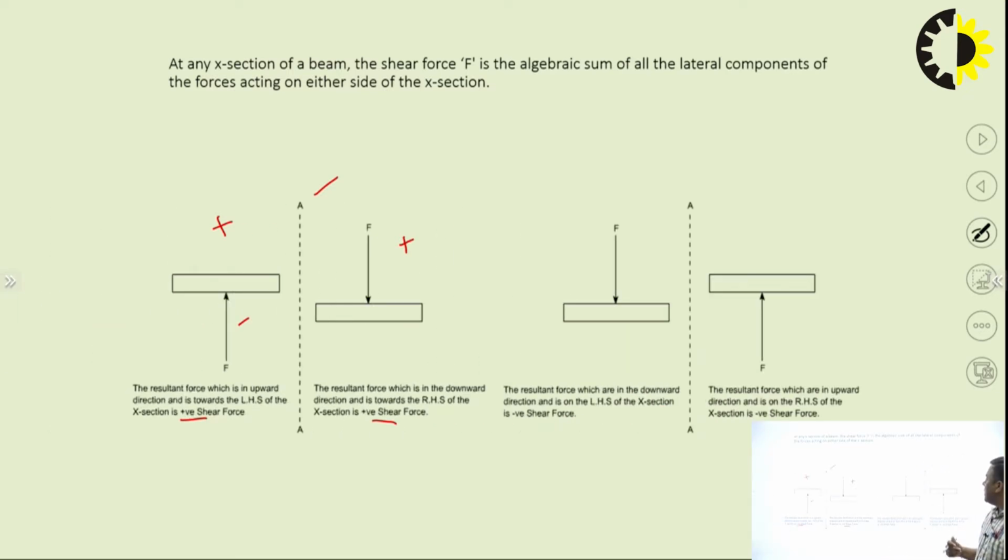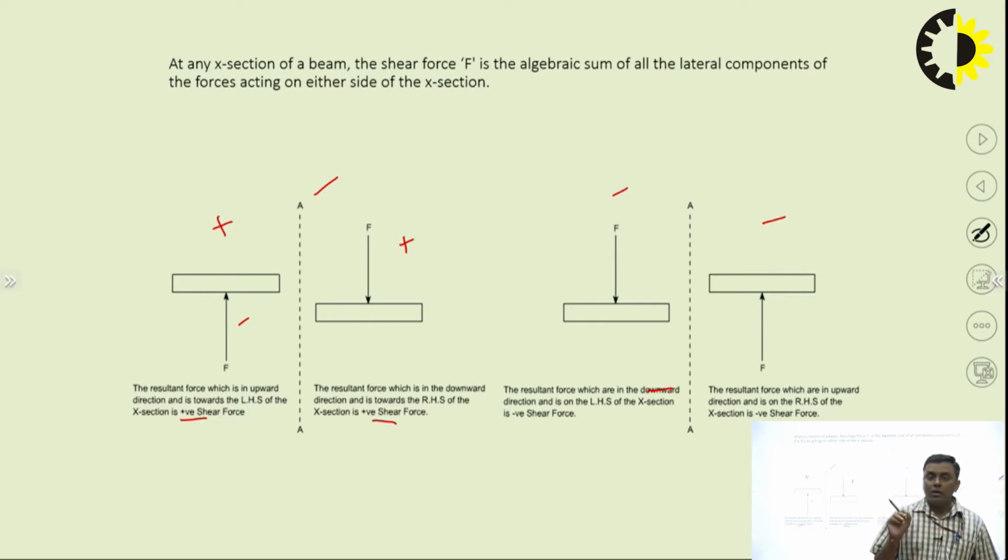Another thing which we can say here: negative, when? Negative when the resultant force of all the forces acting on the left side of the section plane is downward. If the sum of all the forces on the left side of the section plane is downward, then it will be negative. And on the right side of the section plane, if the sum of all the forces is upward, then it will be treated as negative. Okay, so this is the sign convention.